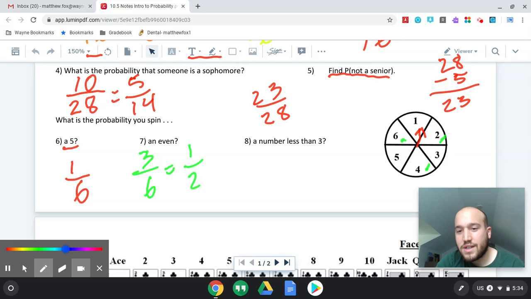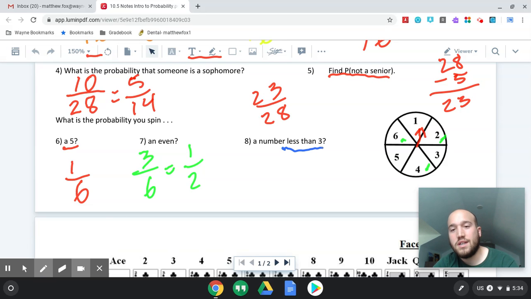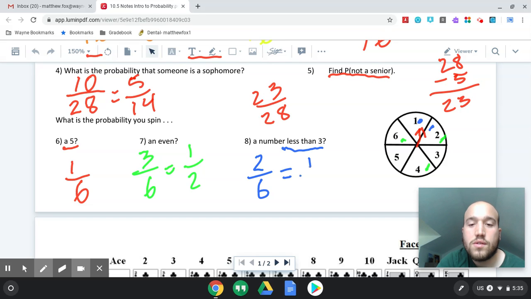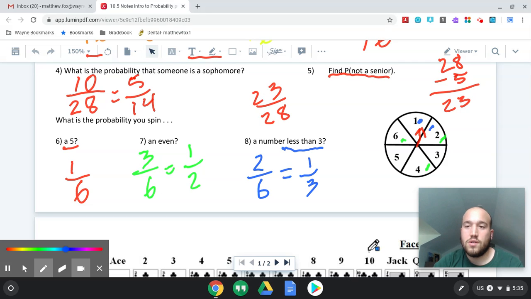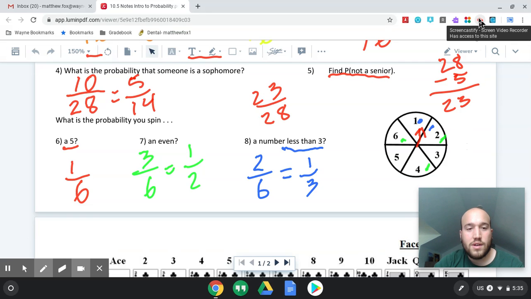5 is not. 4 is not. 3 is close, but it's equal to 3. This clearly says less than 3. Okay, so 3 does not get included. It would either have to be 1 or 2. So you got 2 possibilities. There's still 6 total spots for your spin to stop on. So 2 over 6, if we reduce that, 2 goes into 2 once, 2 goes into 6 3 times, and we get 1/3. Okay, so that is all we got for today on probability.